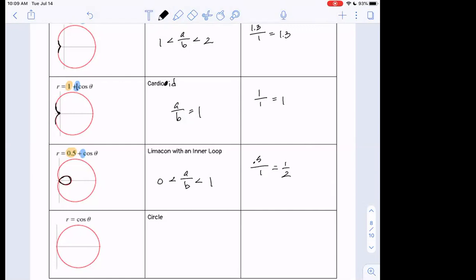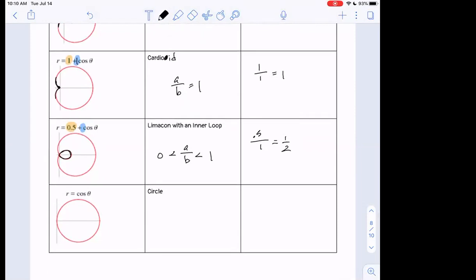Those will be some of the questions we take a look at later on, where we're like, okay, I don't want to find the area inside the whole shape. I only want to find the area inside the inner loop. And so that's where it becomes really useful to know the bounds of how we get that inner loop.